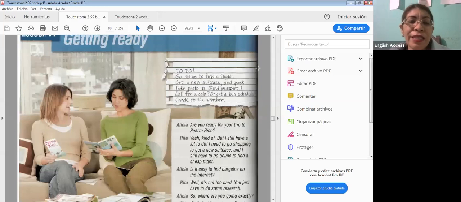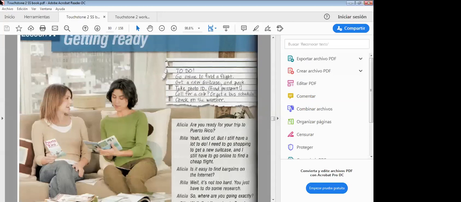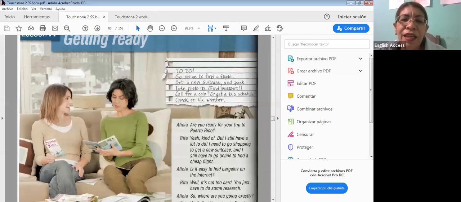And as you can see, she has a to-do list. Well, she has a list of activities that she has to do before going on a trip. Can you read that list, please? Yes. To do: go online to find a flight, get a new suitcase and pack, take photo ID, find passport, call for a cab or get a bus schedule, check on the weather. Okay, so these are her ideas.